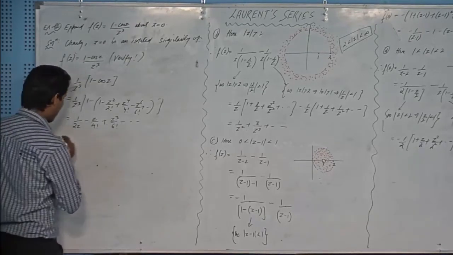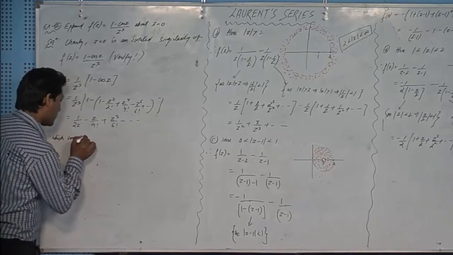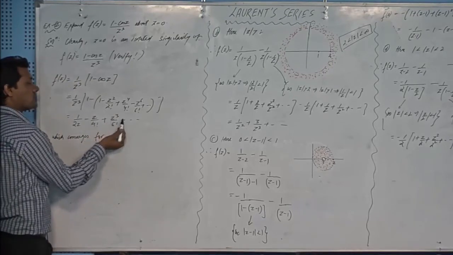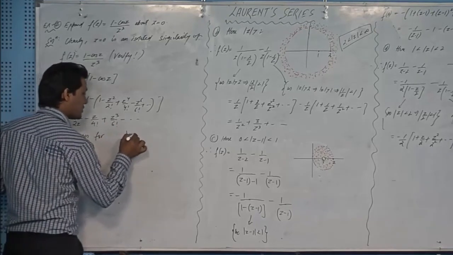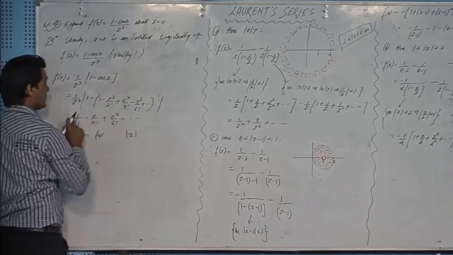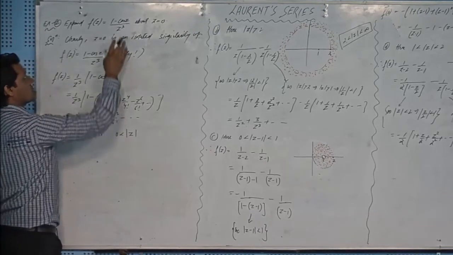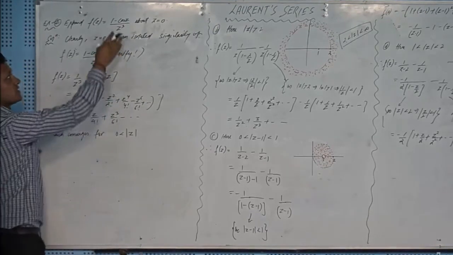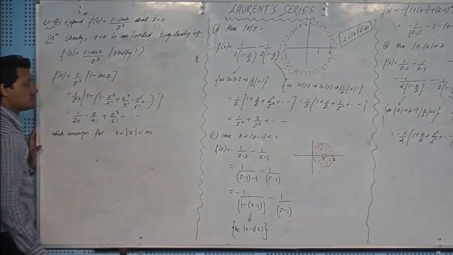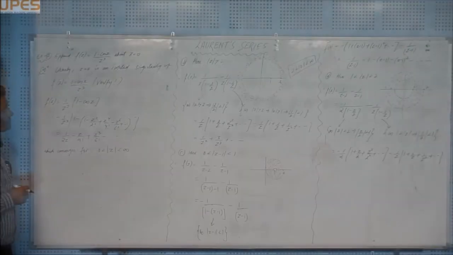Which converges for... you can see that the whole series is in powers of z, right? Means the center of the series is 0, right? And since z equal to 0 is not allowed, you can see from here or here also, so 0 less than |z|. And since this function is analytic everywhere except at z equal to 0, the bigger radius will be infinite, right? So this is the domain of convergence for this example.